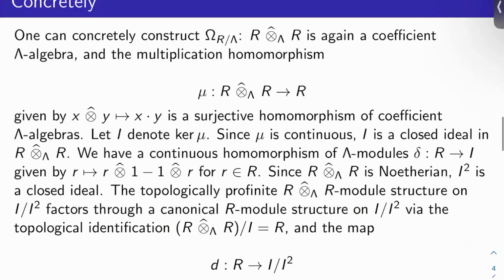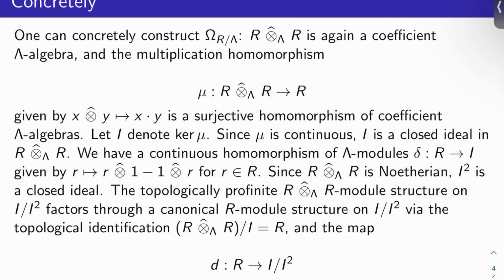Okay, so you can actually concretely construct omega of R over lambda. So the first thing to realize is that if you take the completed tensor product over lambda of R with itself, this is again a coefficient lambda algebra. And then you have a multiplication homomorphism mu from that tensor product to R, that sends x tensor y to x times y. This turns out to be a surjective homomorphism of coefficient lambda algebras. We'll let I be its kernel. Now mu is continuous, so I is a closed ideal in the domain here.